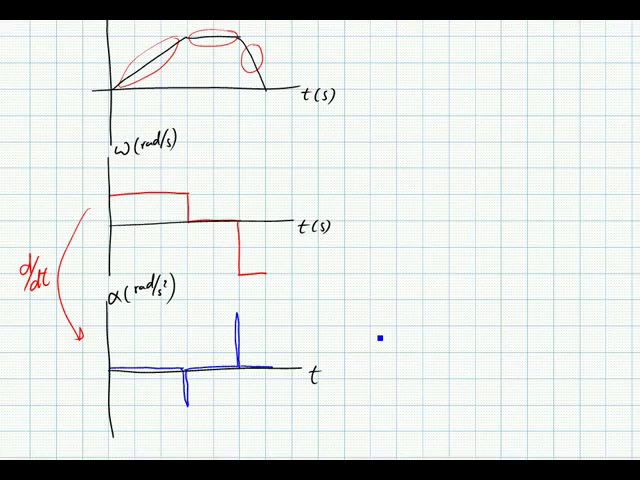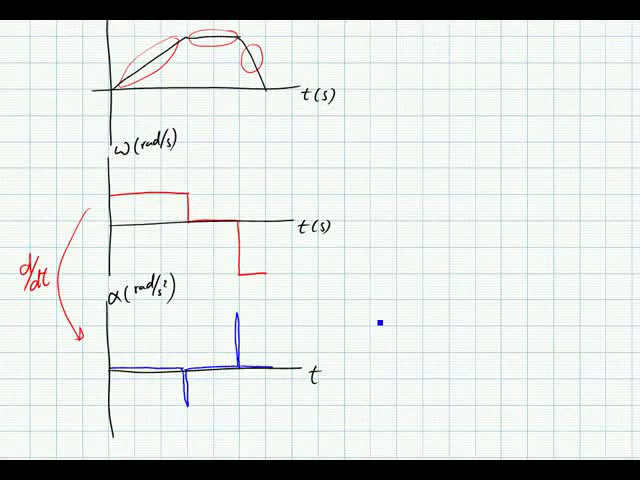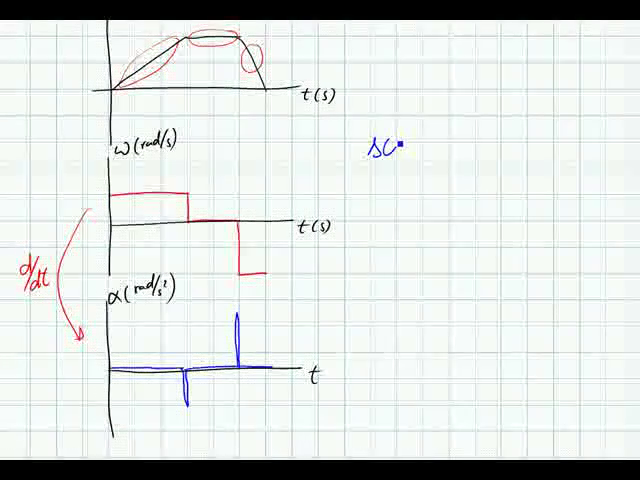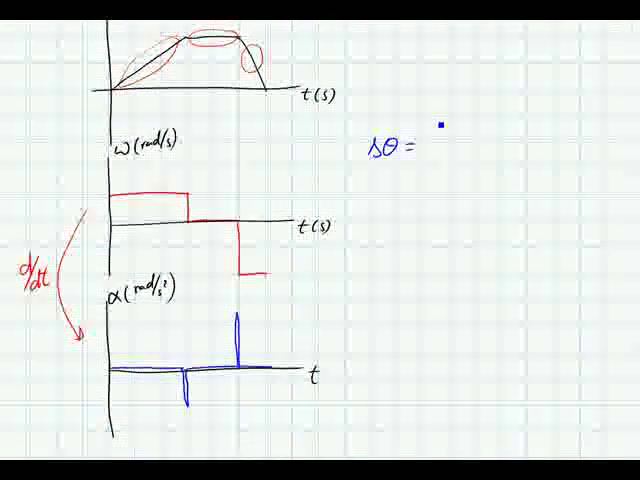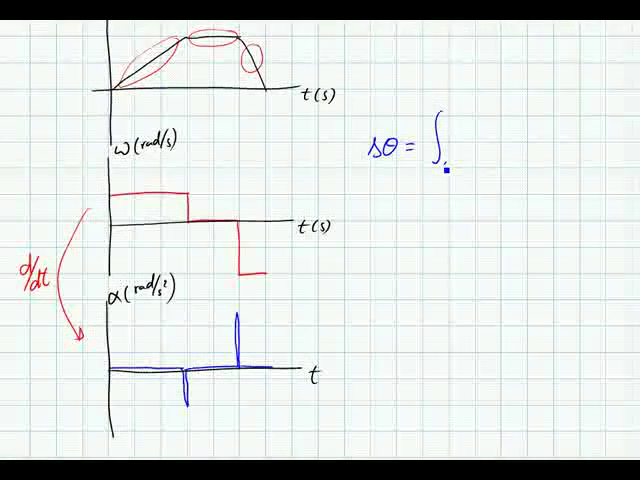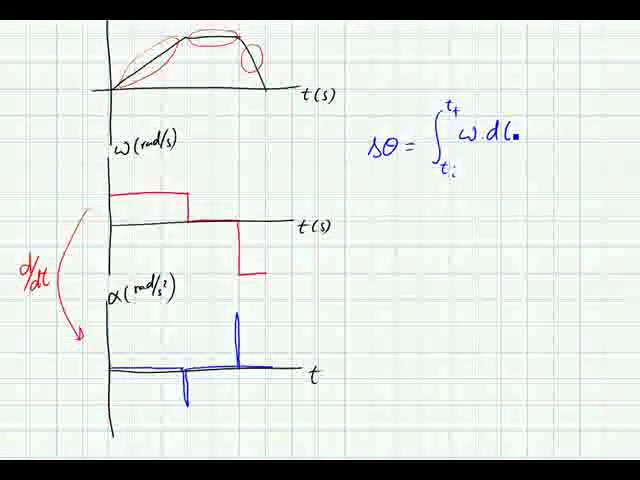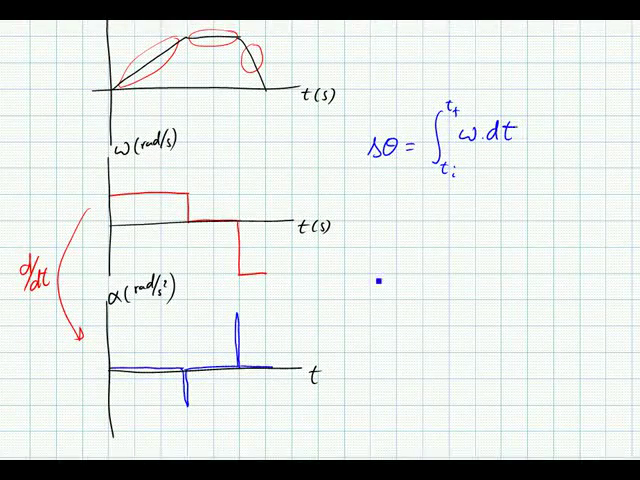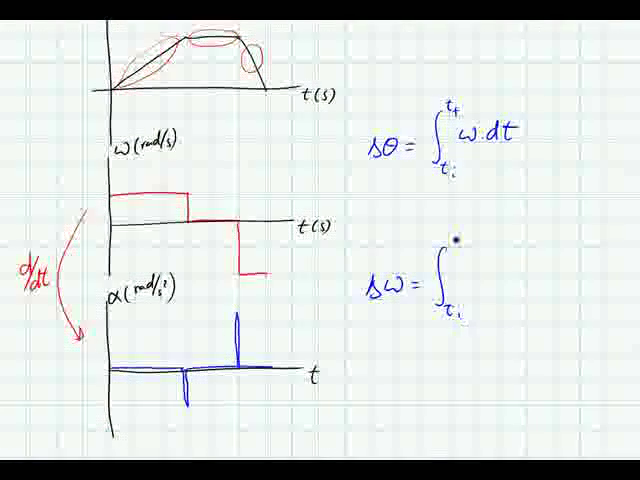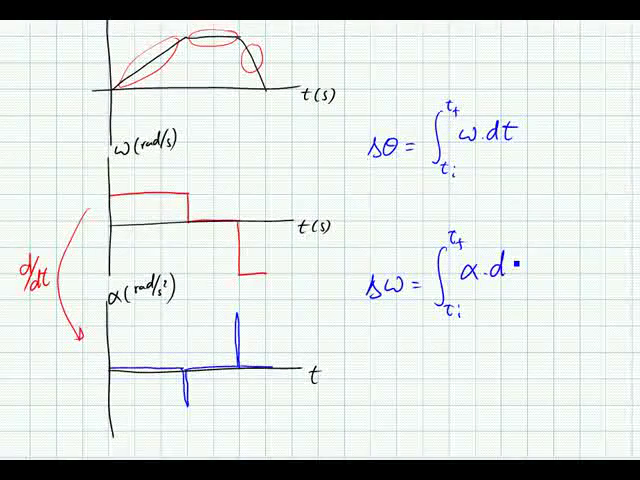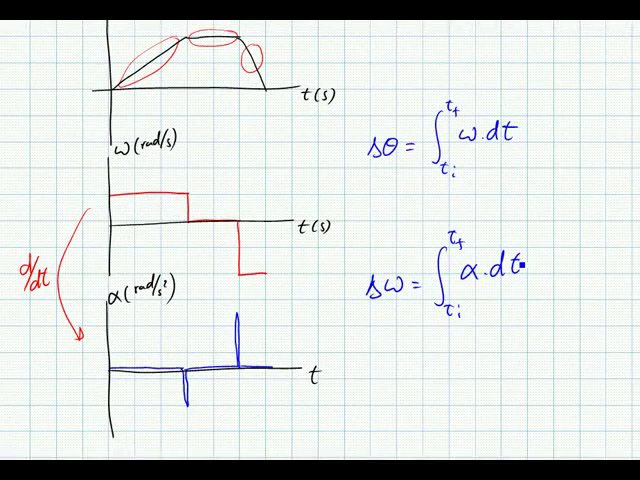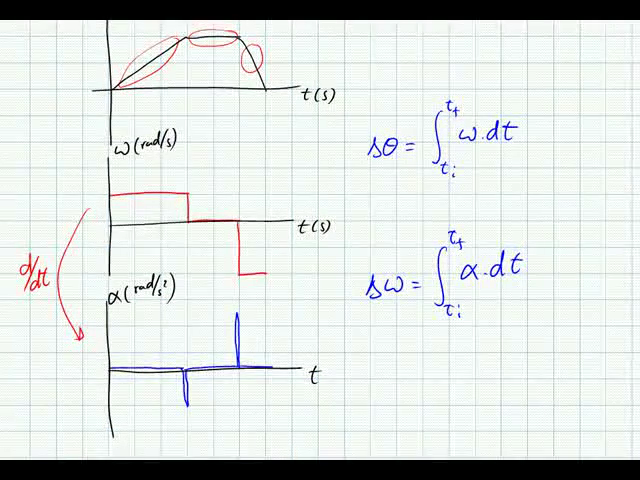If you're interested in figuring out the change in angular position, you simply look at the area under the angular velocity curve between t_i and t_f, and the change in angular velocity is the integral from t_i to t_f of alpha dt. So everything that we learned for linear motion applies in the case of circular motion as well.